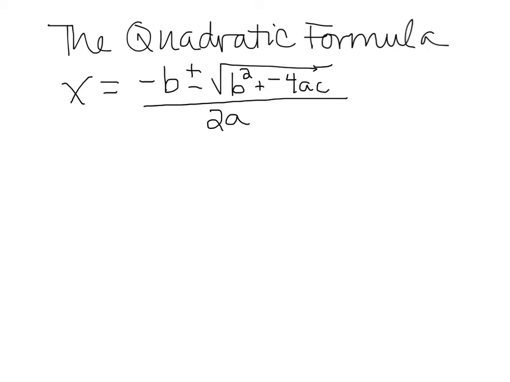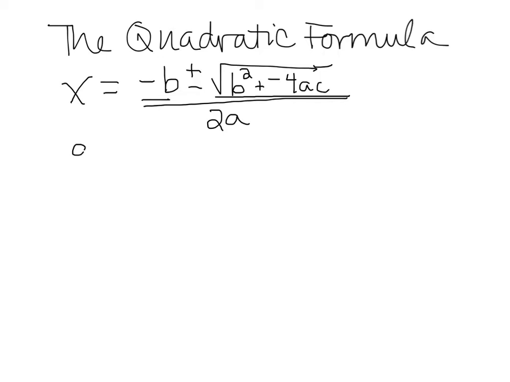Or, as we started to learn in class, the opposite of b plus or minus the square root of b squared plus negative 4ac, all divided by 2a. Whatever floats your boat or helps you memorize it, it's important. So when you do this, it's important to understand that you need it in the form of ax squared plus bx plus c equals 0. The related equation is that.